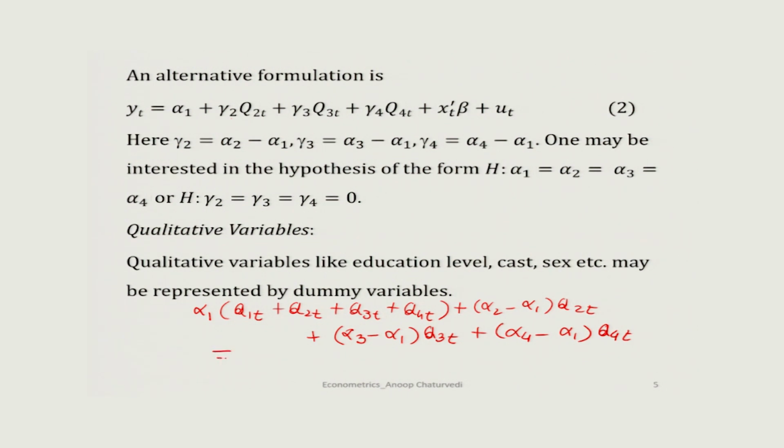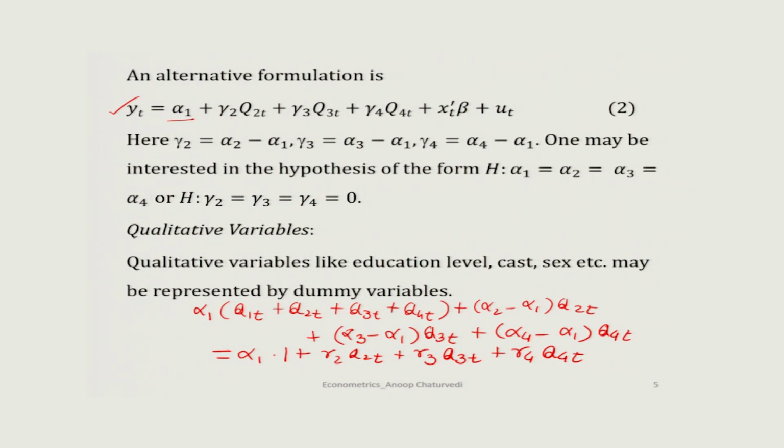And then this is equal to alpha 1, then q1t plus q2t plus q3t plus q4t is equal to 1. And then we are writing alpha 2 minus alpha 1 equal to gamma 2. So, you get gamma 2 q2t plus gamma 3 q3t plus gamma 4 q4t. So, either we take the previous formulation or we take this formulation. This formulation has the intercept term, but then this formulation does not have q1t.